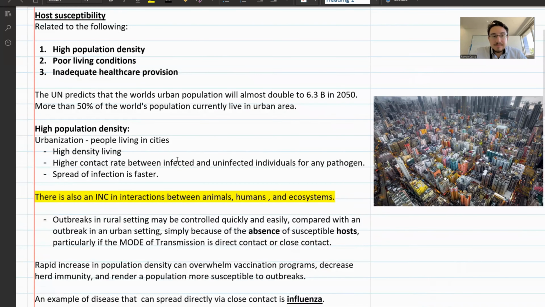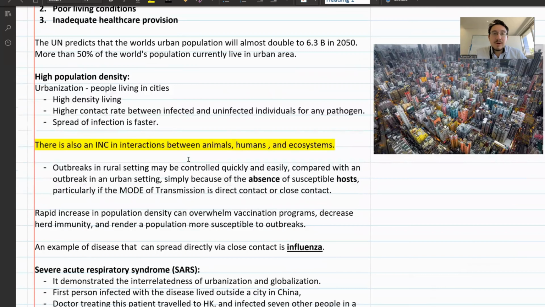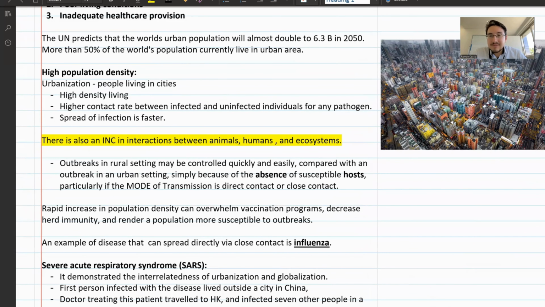So let's take a look. The United Nations predict that the world's urban population will double, almost to 6.3 billion people, in 2050. More than 50% of the world's population live in urban, populated areas. Okay, so you have this concept of city living, this whole cityscape you see here. Look how dense just the buildings are. It's ridiculous, right? You have urbanization, and it's people living in cities.